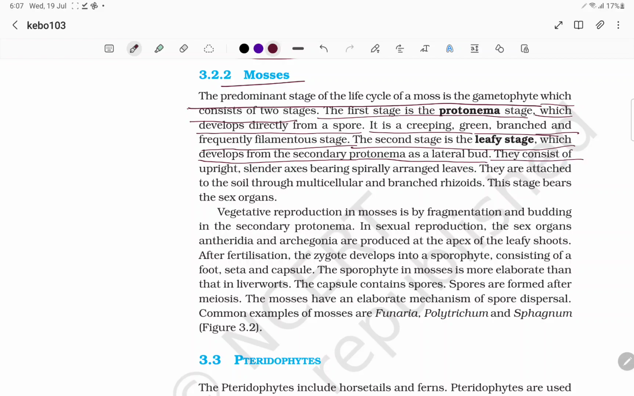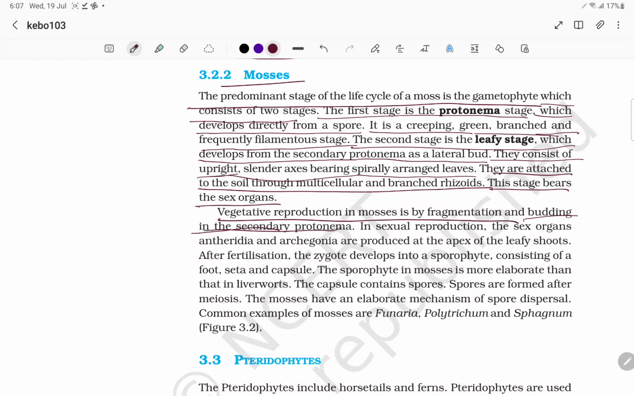They consist of an upright, slender axis bearing spirally arranged leaves. They are attached to the soil through multicellular rhizoids or branches. Actually, for liverworts you have unicellular rhizoids, and for moss you have multicellular rhizoids. This stage bears the sex organs. Usually the sex organs are present in the gametophyte. And vegetative reproduction in moss is by fragmentation and budding in the secondary protonema.